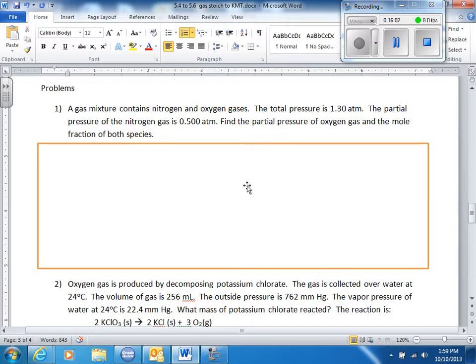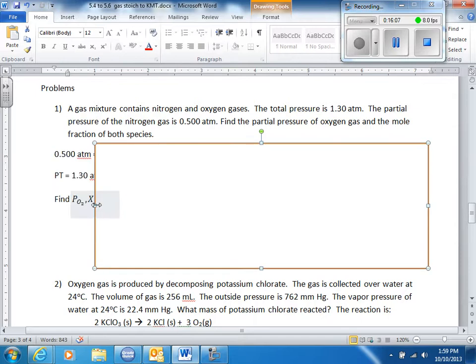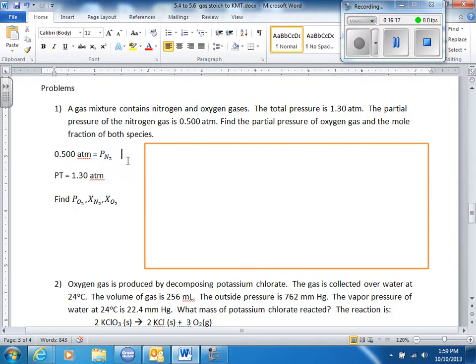Okay, here's our problem. We're going to write down what we know. These are our given quantities: 0.5 atmospheres. That's our pressure of what? Of nitrogen gas. And N2, don't forget the 2. Now, PT, the total pressure, was given to us as 1.30 atmospheres. That's our total pressure. And we are asked to find the mole fraction of nitrogen and the mole fraction of oxygen.